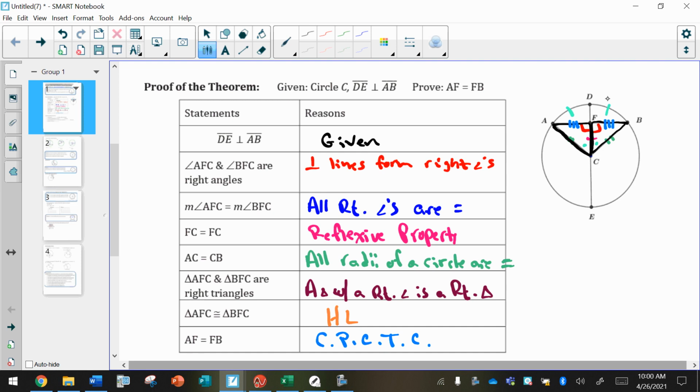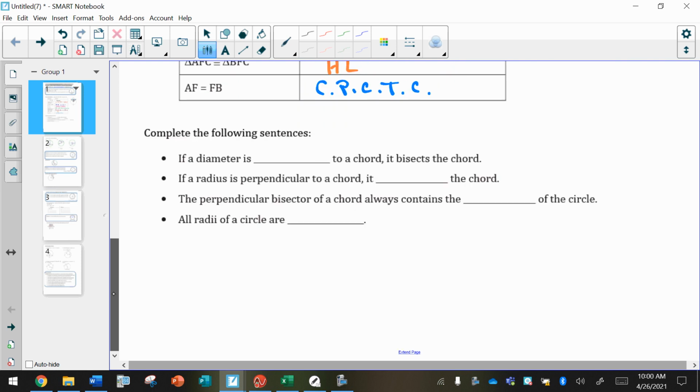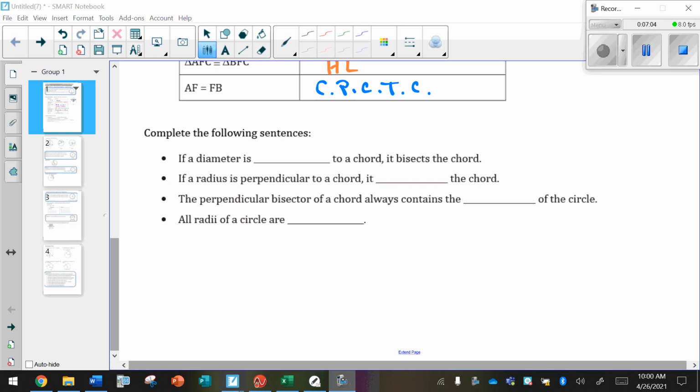So it works for the arcs as well. All right, so now what I want you to do is fill in the blanks. Take a moment, fill in the blanks, and then come back and make sure you did it right. If you're not sure exactly what to fill in, we'll do it together.